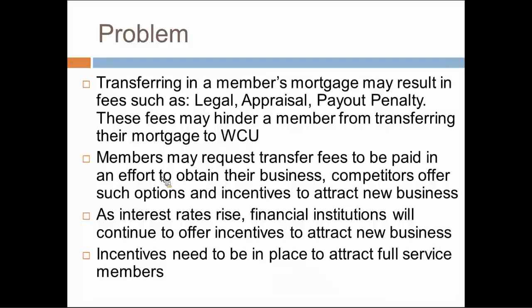So members may request transfer fees to be paid in an effort to obtain their business. Competitors offer such options and incentives to attract new business. As interest rates rise, financial institutions will continue to offer incentives to attract new business. Incentives need to be in place to attract full-service members, which is the purpose of this calculator.